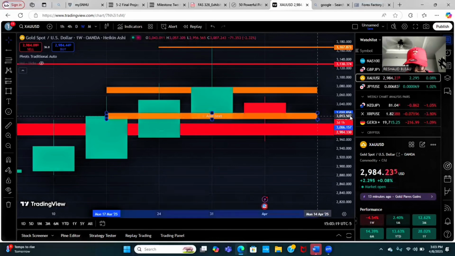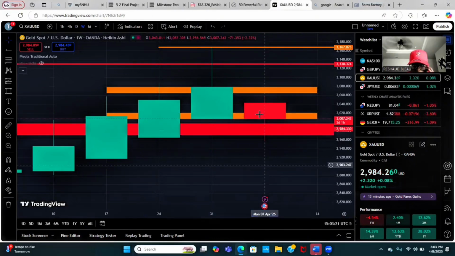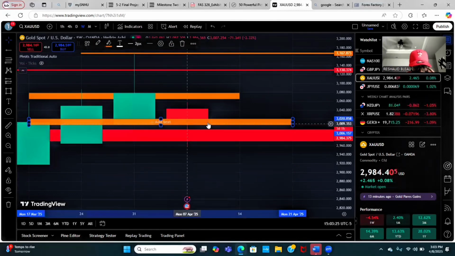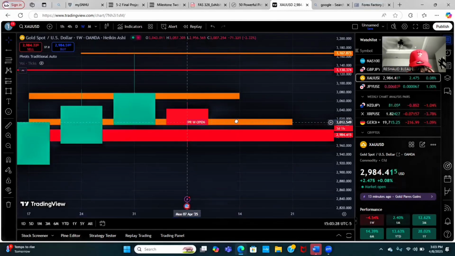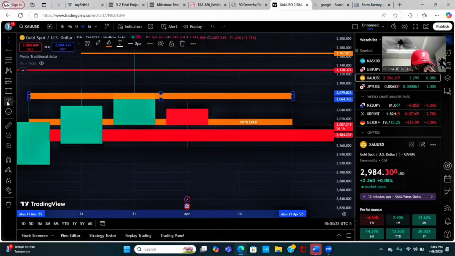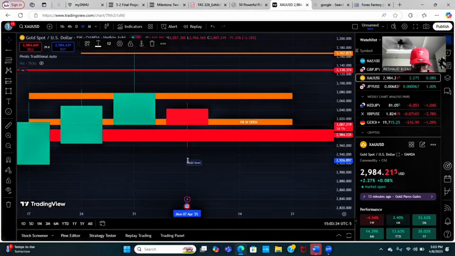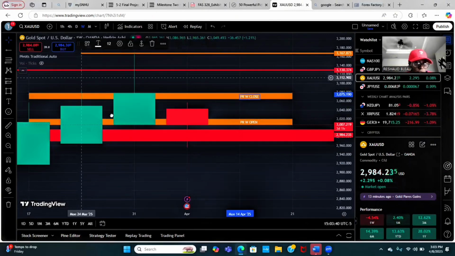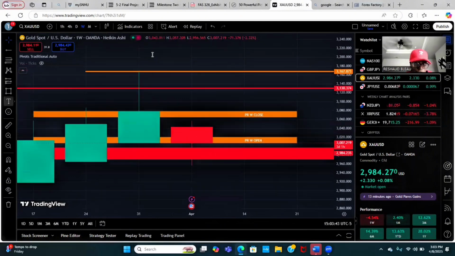Sorry. Trying to get this. Okay. Previous weekly open. Previous weekly close. Again, this is how I look at it. You probably got a whole different strategy, but you got to ask yourself, how effective is my strategy?